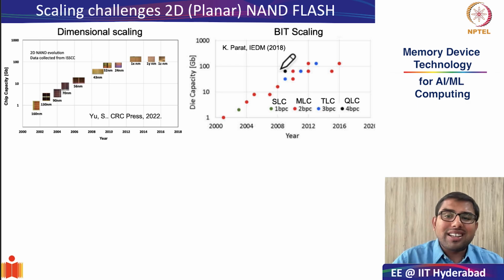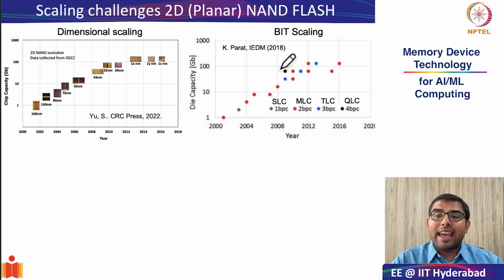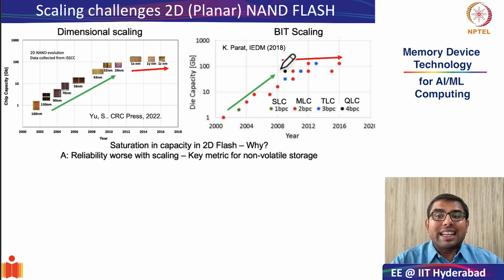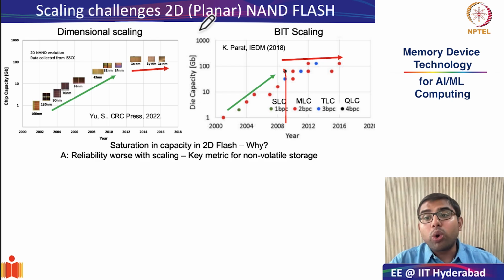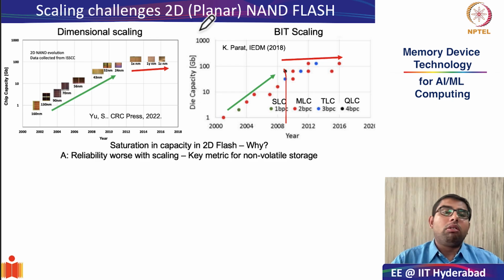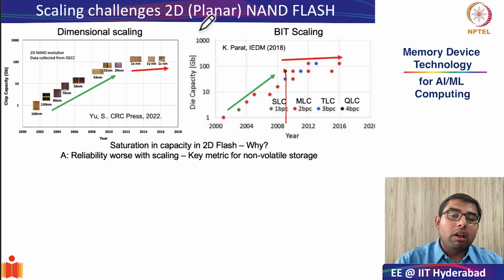However, if you look at this graph very carefully, it is very clearly evident that post 2010, the total die capacity has saturated. You are not really able to push the die capacity to more than 100 gigabytes. So what is the main reason for the saturation in the capacity of the 2D NAND flash cell? If you want to answer in just one word, the one word is reliability.